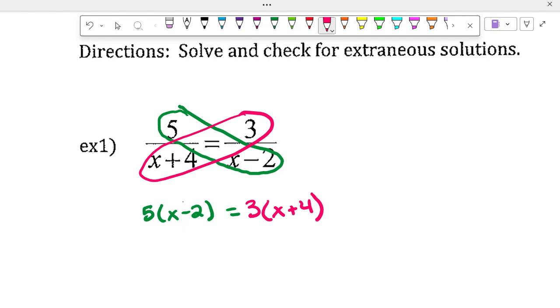Now we got ourselves a nice, simple linear equation. So what do I need to do first to solve? I need to distribute on both sides. So I get 5x minus 10 is equal to 3x plus 12.